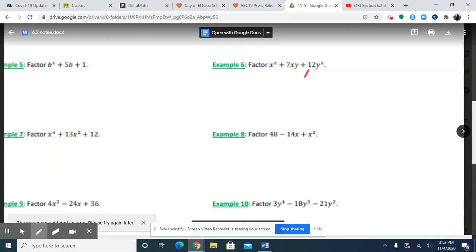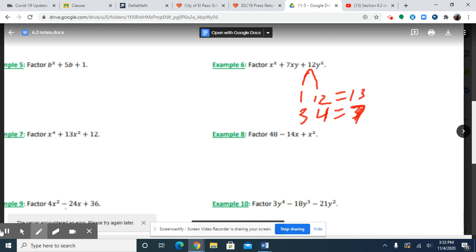Our next example, we have x squared plus 7xy plus 12y squared. The steps don't really change. We have 1 and 12, 3 and 4 as our factors. And if we see which ones add up to 7, we can see that 3 and 4 would be it.